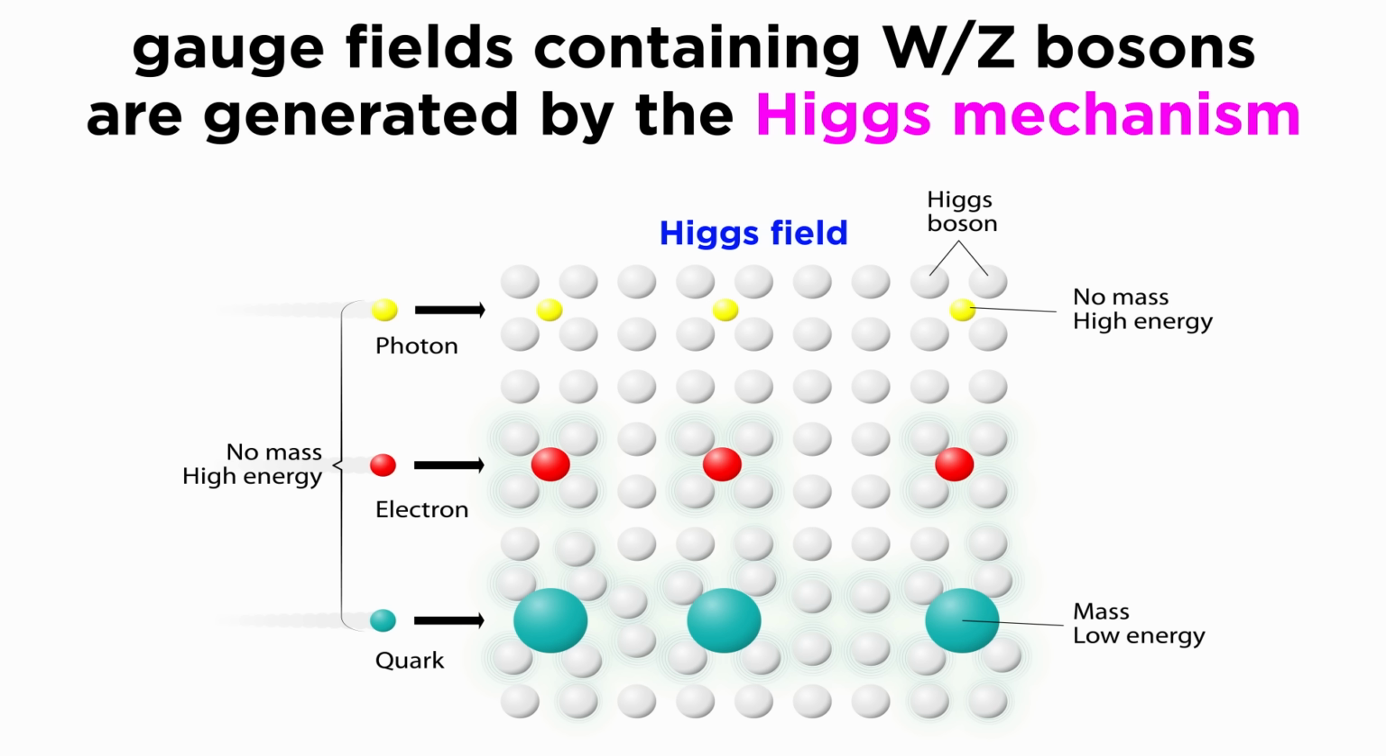Essentially, through what is known as the Higgs mechanism, the massive gauge fields containing the W and Z bosons are effectively generated by absorbing the Goldstone bosons produced during spontaneous symmetry breaking, and another massive boson field is created, known as the Higgs field of the Higgs boson.